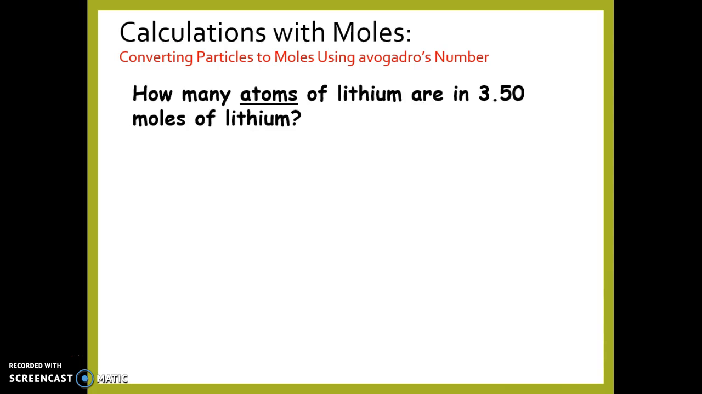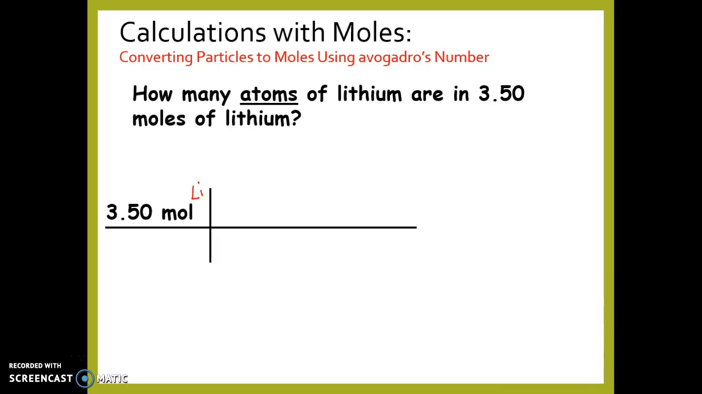So, how many atoms of lithium are in 3.50 moles of lithium? Well, the first thing that we need to look at is what is our given unit and quantity? Well, there's only one quantity, 3.50, and what unit goes with it? Moles of lithium. So we're going to write 3.50, and we also need to write moles of lithium, and we need to make sure that that's in there.